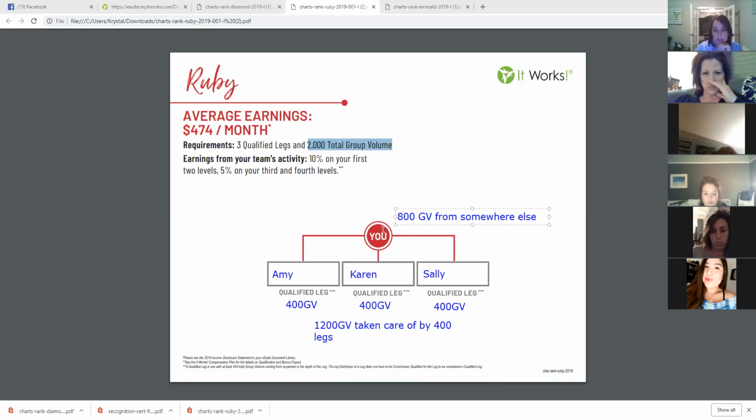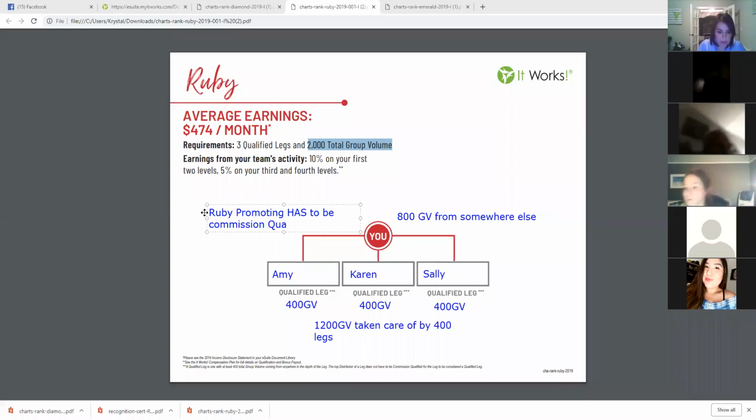Another thing that is really important to know when you are going for a promotion is the person who is promoting has to be commission qualified. So the Ruby promoting has to be commission qualified. To be commission qualified, you have to either have run your 80 BV auto shipment, or you have to have 100 PBV in personal business volume, okay? So we're going to put this on here too so that you remember that, okay?